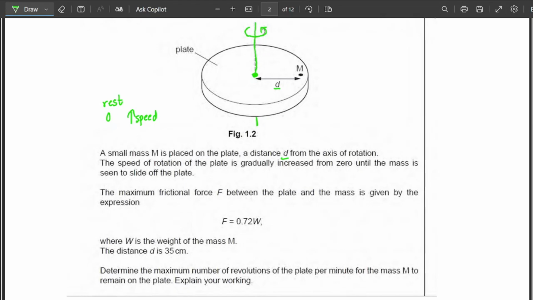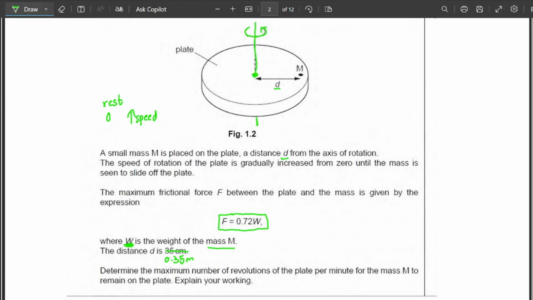The maximum frictional force F between the plate and the mass is given by the expression F equals 0.72 W, where W is the weight of the mass m, and the distance d is 35 centimeters. So I'm just going to cut this, and I'm going to write 0.35 meters over here because I don't like my values in centimeters. Okay, so what's going on over here?